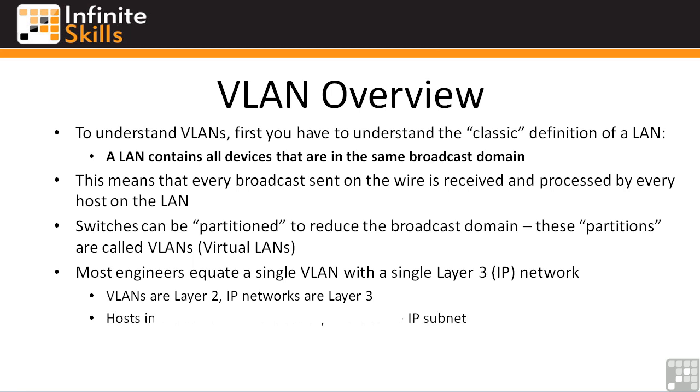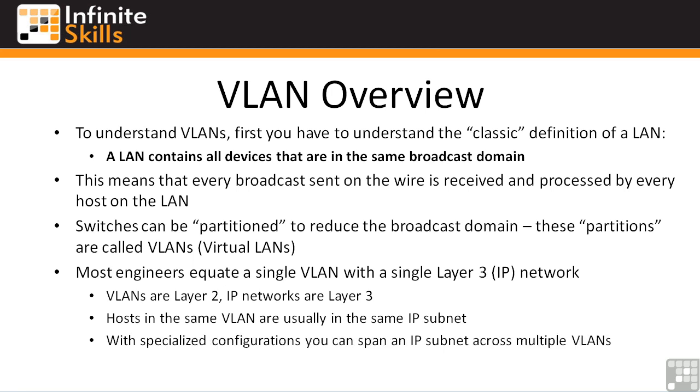Now, for the most part, hosts in the same VLAN are usually in the same IP subnet. However, you can get some specialized configurations that span an IP subnet across multiple VLANs. Certain load balancers do this. You have a VLAN that's in front of the load balancer and a VLAN that's behind the load balancer, and the load balancer keeps the hosts from just bypassing the load balancer and going directly to the hosts behind it.